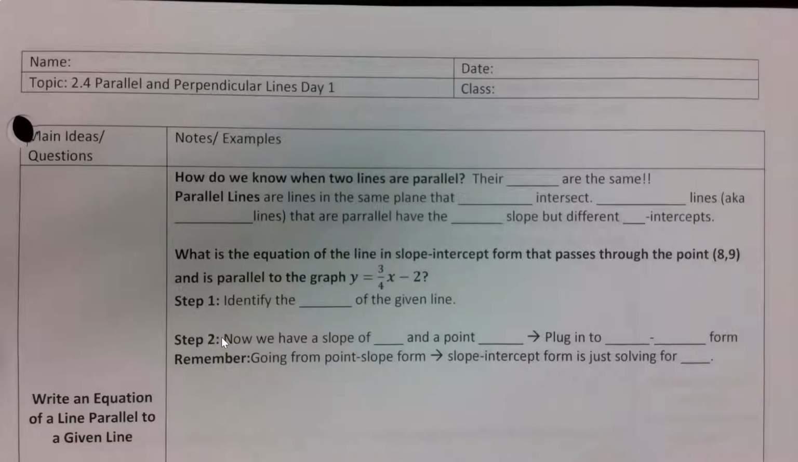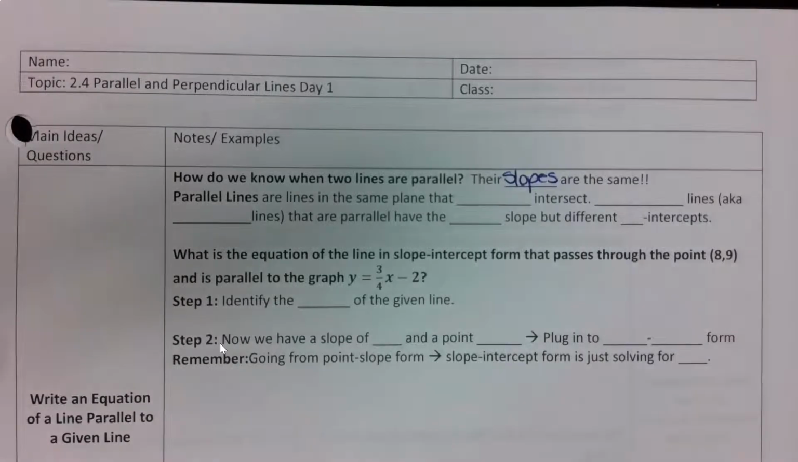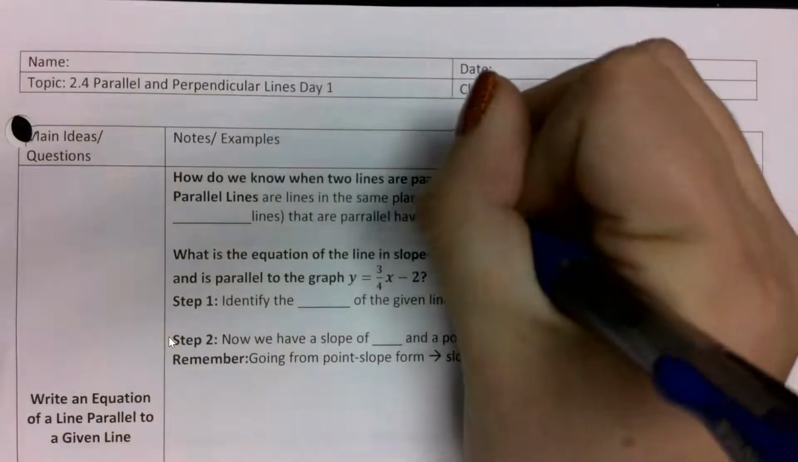Okay, so today we are talking about parallel and perpendicular lines. So, how do we know when two lines are parallel? It means that their slopes are the same. Parallel lines are lines in the same plane that never intersect.